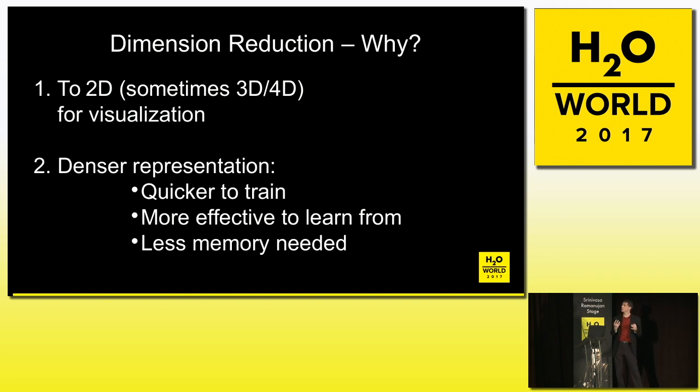The other reason we reduce dimensions is to get a denser representation of our data. And obviously, the sparser our data is to start with, the more useful this is. Natural language data tends to be very sparse. I'll explain why in a moment. But a denser representation is quicker to train, takes up less memory, and is often easier for a deep learning network to learn from.